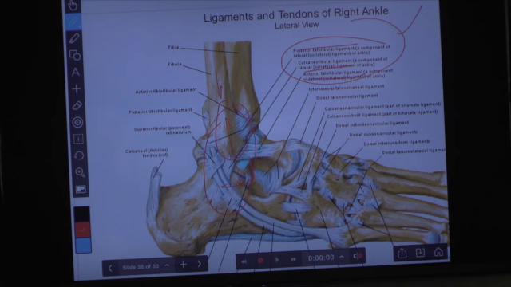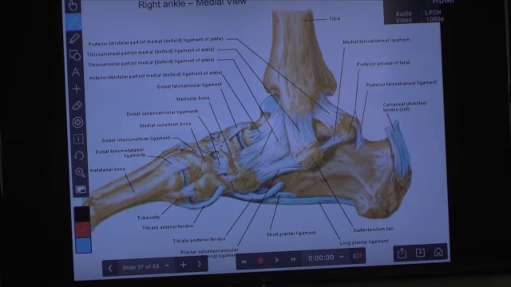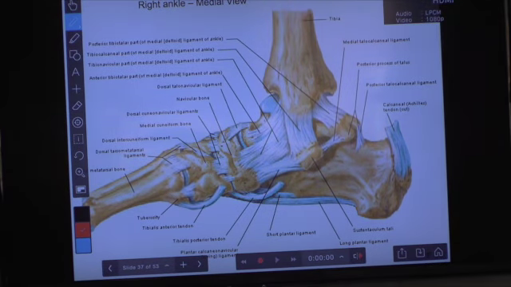On the medial side is a ligament you're probably aware of, and I told some of you last week that that's the one I was tested on during my board exam. I just remember it stuck in my mind all these years. It is the deltoid ligament. The deltoid ligament is also in several parts.